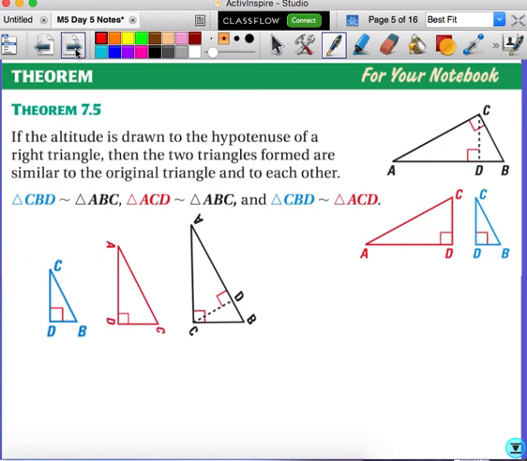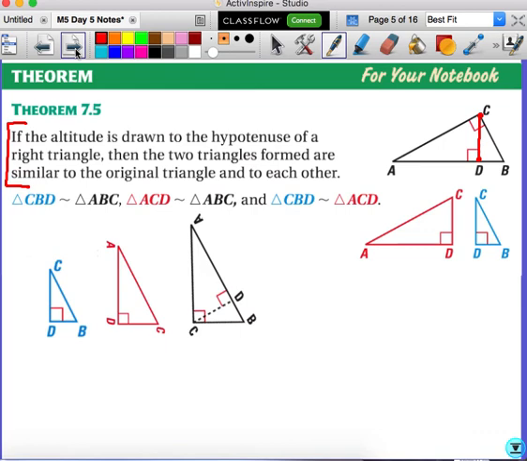So how does that apply? In your notes, you may want to jot down this particular theorem because that's going to give us all of our information for today. If the altitude is drawn to the hypotenuse of a right triangle, so basically if we have one 90-degree angle connected to the other, then the two triangles that are formed, the one on the left and the right, are similar to each other as well as the original triangle.